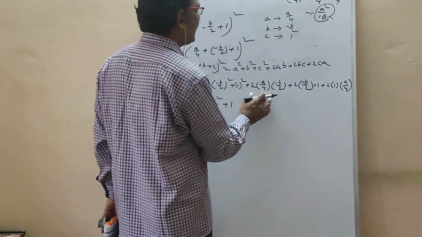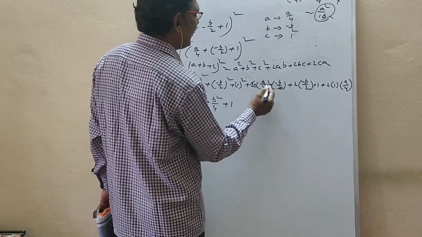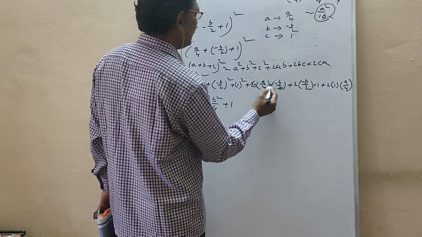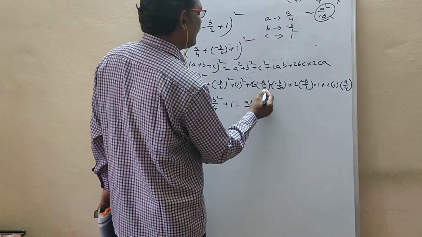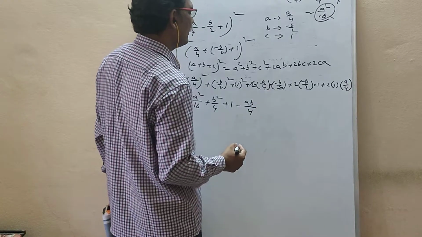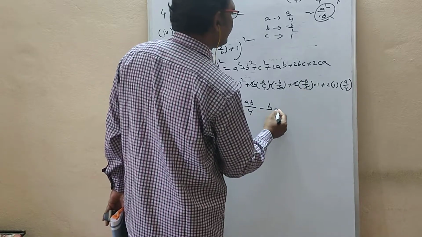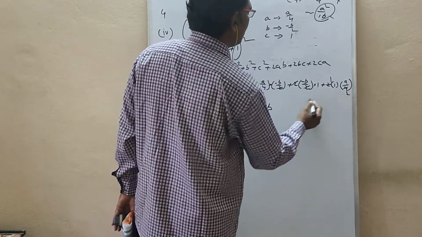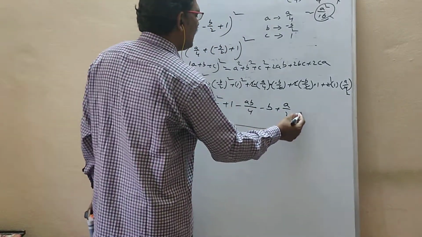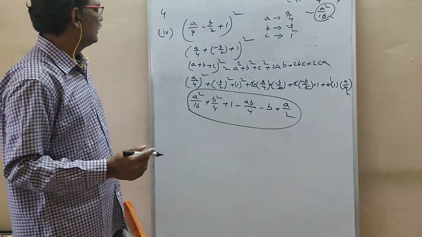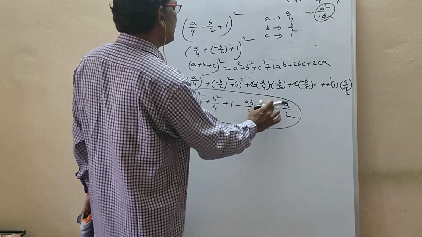From here cancellations will be there. Into means numerator and denominator can cancel. So plus into minus is minus. In numerator you have ab, in denominator you have only 4, so ab by 4. Next, here the 2 cancelled, you have only minus b. And here 2 ones are 2, 2 twos are 4, you got a by 2. So this we can't simplify further. So it is a square by 16, b square by 4, 1, minus ab by 4, minus b, plus a by 2.